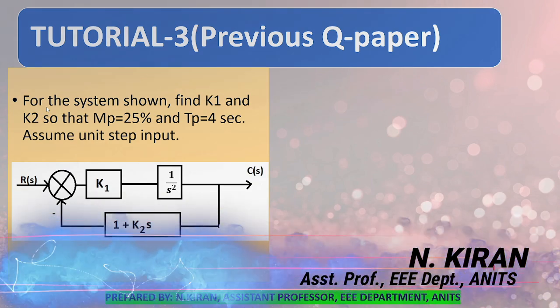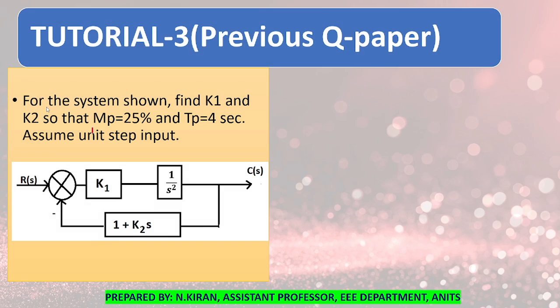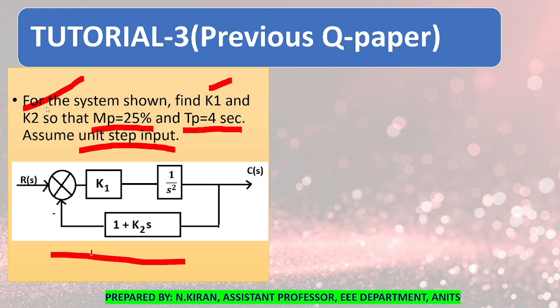So given that the percentage peak overshoot is 25% and peak time is 4 seconds, it is asking you to find the values of K1 and K2, assuming it is unit step input. So first I need to find the expression for the overall transfer function.